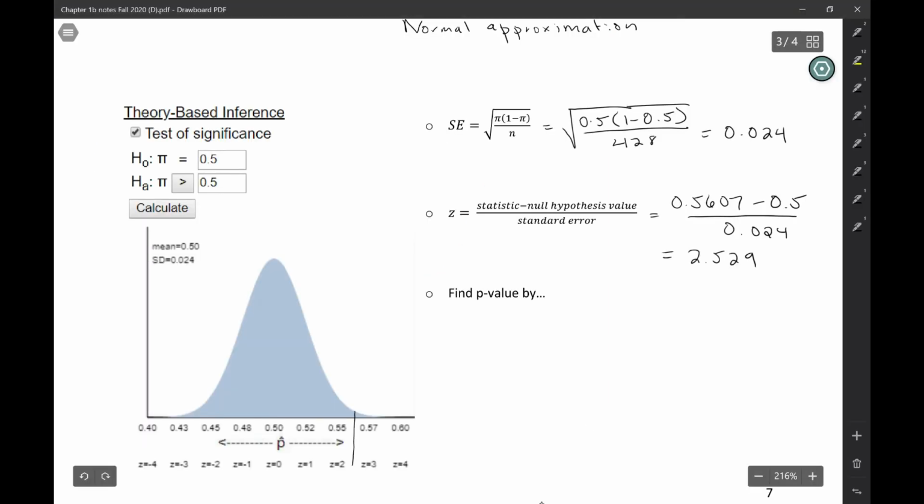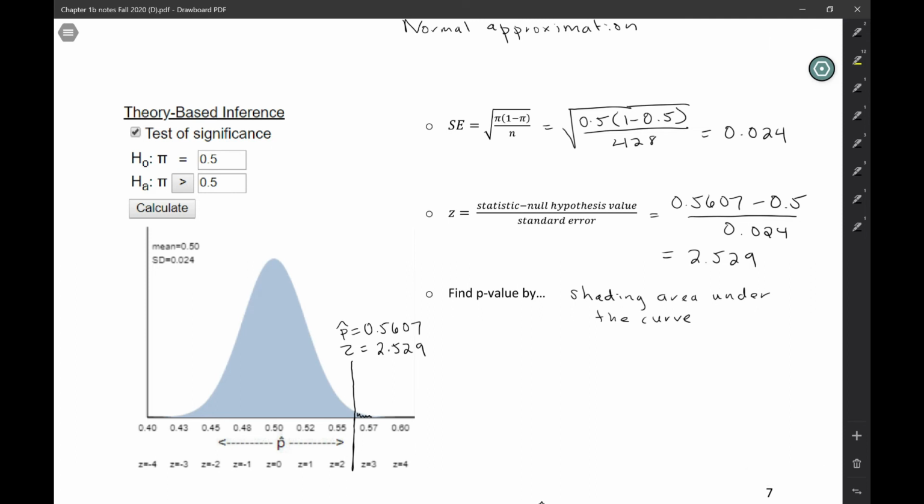So we can find our sample value here. And this actually has two different scales on it. It has p hat and z. So we can find p hat is 0.5607, or the z value 2.529. And we find the p-value by shading the area under the curve. And we do have to use some kind of applet or calculator for this. There's not like a tidy formula for it. But when we do that, we get our p-value, and it came out to be 0.006.